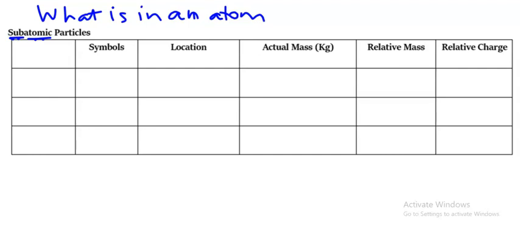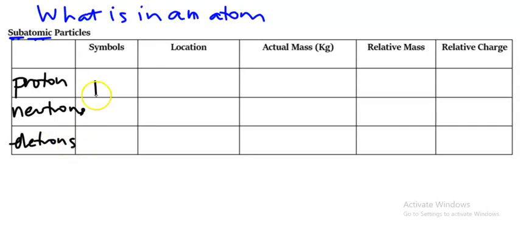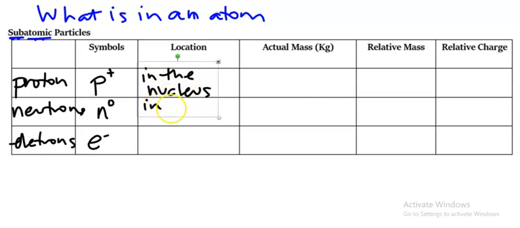They are protons, neutrons, and electrons. Okay, so protons, we use the lowercase p when we're talking about protons, and we usually give them a little plus. We'll talk about why in a second. Neutrons, an n, give it a little 0 up there, and electrons, lowercase e with a negative. So location-wise, protons and neutrons are both in the nucleus. And the nucleus is the center of the atom.